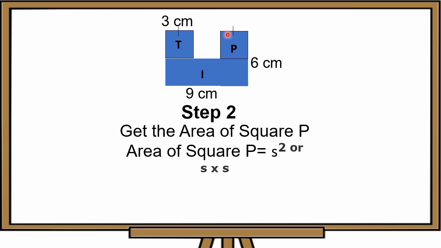The formula is S squared or S times S. Dahil ang side na to, ang measurement niya ay 3 centimeters, so we will multiply it by itself. Okay, so we have 3 centimeters times 3 centimeters equals 9 squared centimeters.